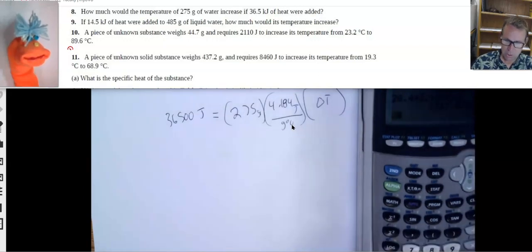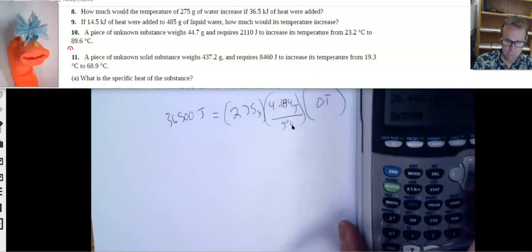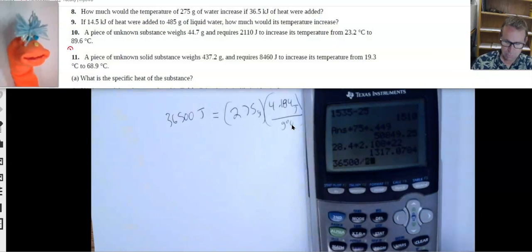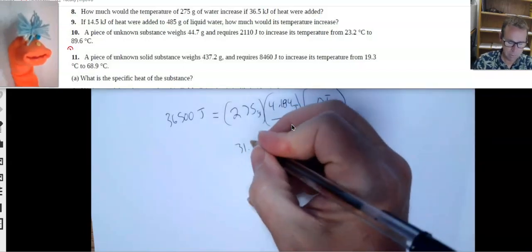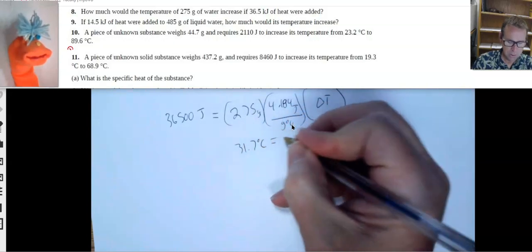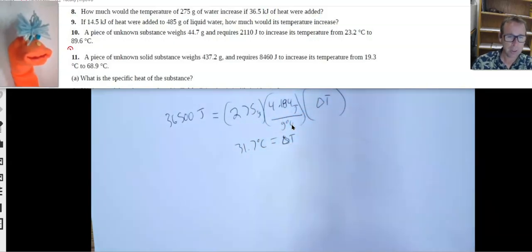We just have to take the 36,500 divided by the 275 divided by 4.184. So 31.7 degrees Celsius is going to equal the change in temperature. Alright, so that's what that little triangle means. It's a change in. And we use the change in temperature, change in enthalpy, change in entropy, lots of different things that we'll use in the future. Okay.